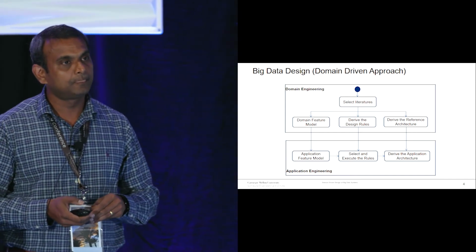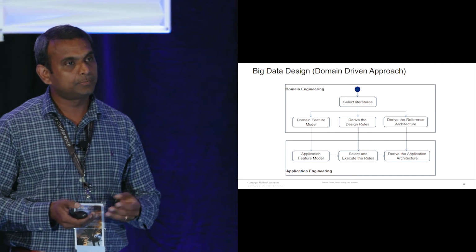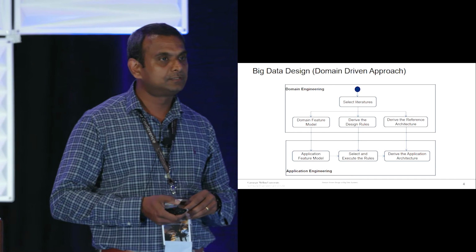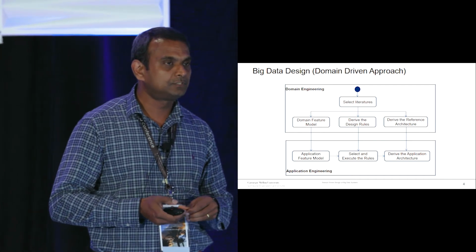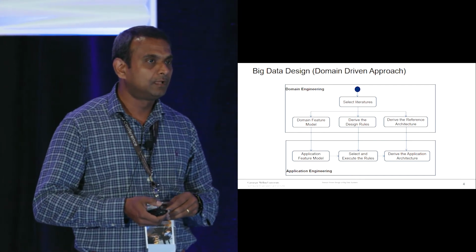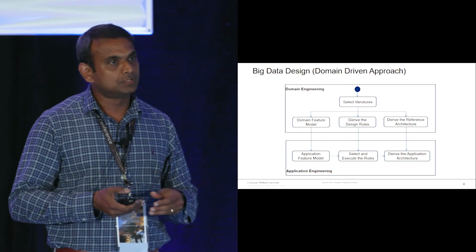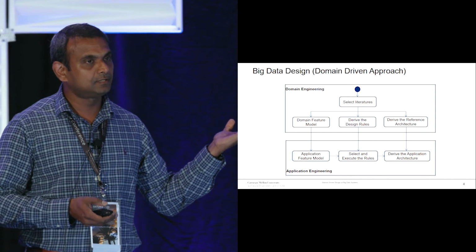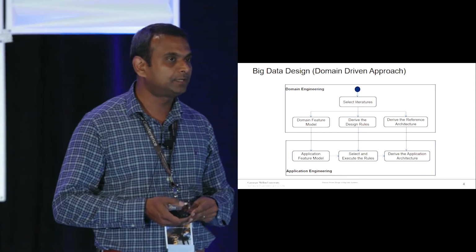As we all know, domain scoping includes the definition of the domain, the selection of the domain, and also the goals and the stakeholders' interest. But in this case, the domain is the domain of big data system architecture.